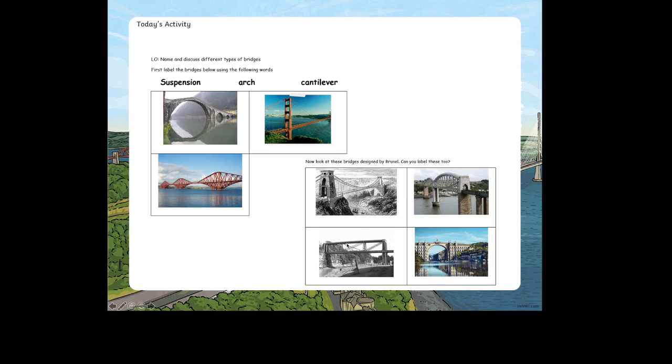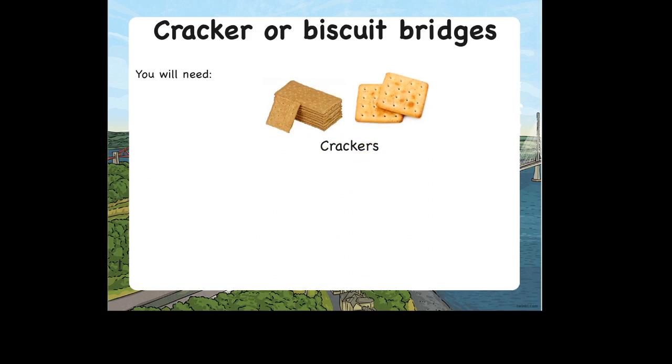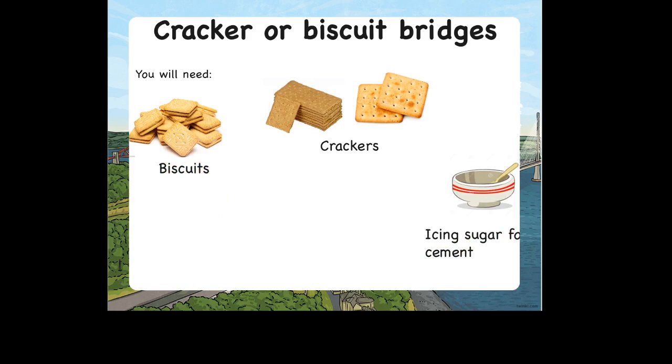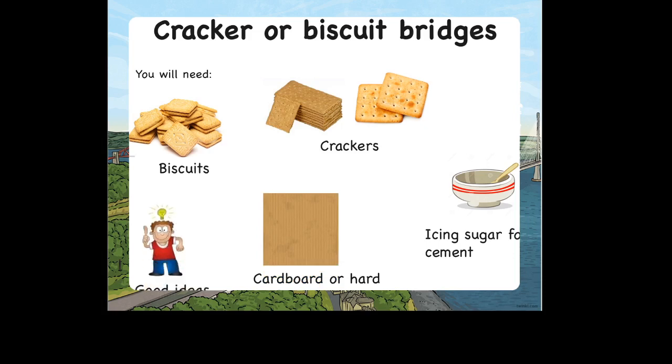Okay, that's the boring bit out of the way. Now I want you to have a bit of fun as well today. So you may need to come back and do this a different day, but I do want some photos. So you can get mum or dad to email me some photos through, but I want you to make a cracker or a biscuit bridge. So you're going to need crackers or biscuits. You're going to need some icing sugar, which we'll use for cement, so that will keep all the biscuits and things together. Or you're going to need some cardboard or a hard surface to do it on. And you're going to need some good ideas.